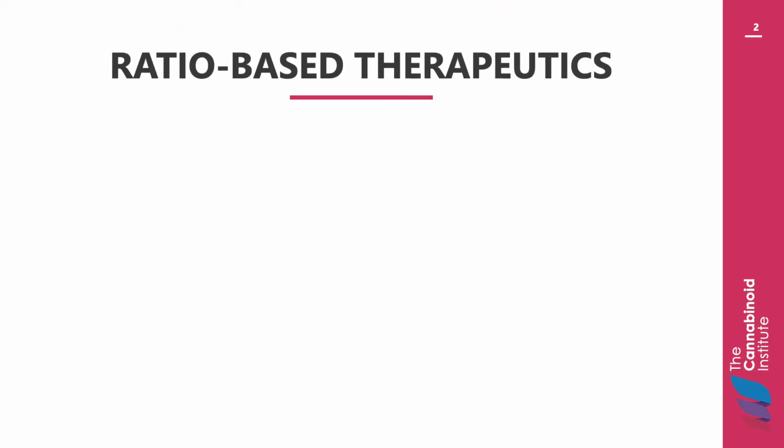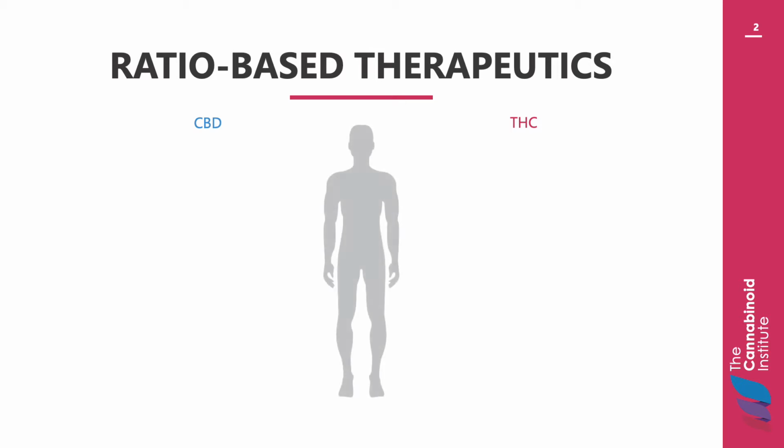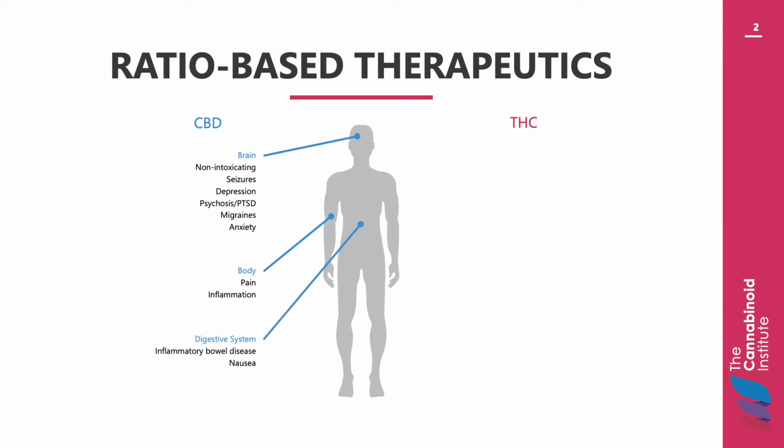Although there are multiple active cannabinoids found in the cannabis plant, THC and CBD are the most commonly measured when it comes to strength and dosage form. CBD is a non-intoxicating component which has been shown to be effective for inflammatory bowel disease, seizures, depression, inflammation, psychosis, PTSD, migraines, pain, nausea, and anxiety.